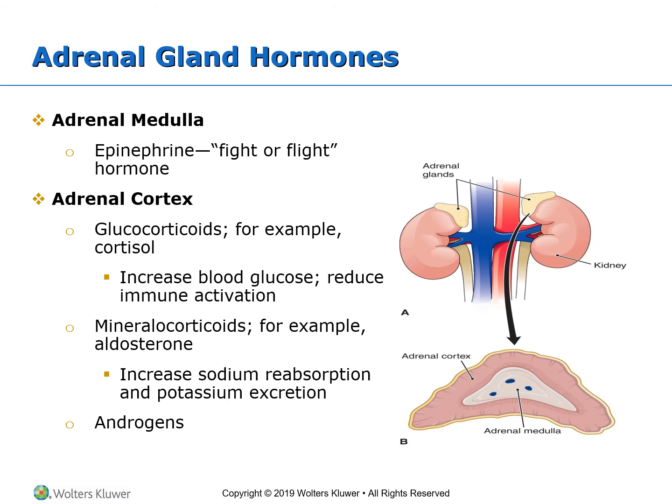So the outer part, the cortex, will produce corticosteroids and mineralocorticoids and androgen hormones, while the inner part, the medulla, will produce epinephrine, which is the hormone involved in the fight or flight reaction. So let's see what will stimulate the production. And I'll start with the epinephrine because it's just one.